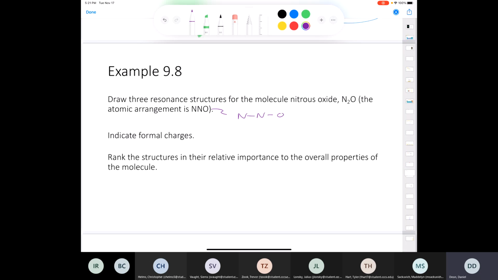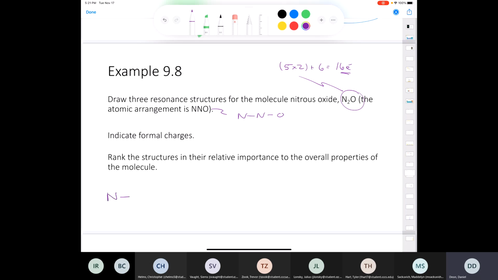All right, and then it says indicate the formal charges, rank the structures in their relative importance to the overall properties of the molecule. Well, first thing we should do is tally up the total number of electrons. Nitrogen has 5 valence electrons because it's in group 5A, there's 2 of those, plus 6 electrons from the oxygen, that gives us a total of 16 electrons. All right, let's put some structures together. We'll do them down here on the bottom.